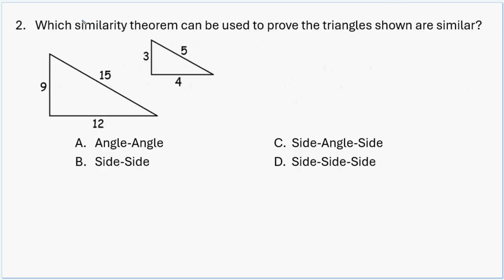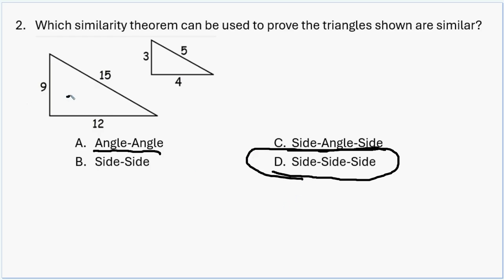Question 2. Which similarity theorem can be used to show the triangles shown are similar? So let's see what we got here. Angle, angle. Well, that would say that the triangles are similar, but we have no angles in any of the triangles. Side, side. That's just two sides. I've never heard of that theorem, so that's probably not it. And then on the other two, C and D, these at least look familiar. We have side, angle, side. That was congruence and similarity theorem. And then here's the one we're probably looking for, side, side, side. We got all three sides in each triangle. That would be the one.